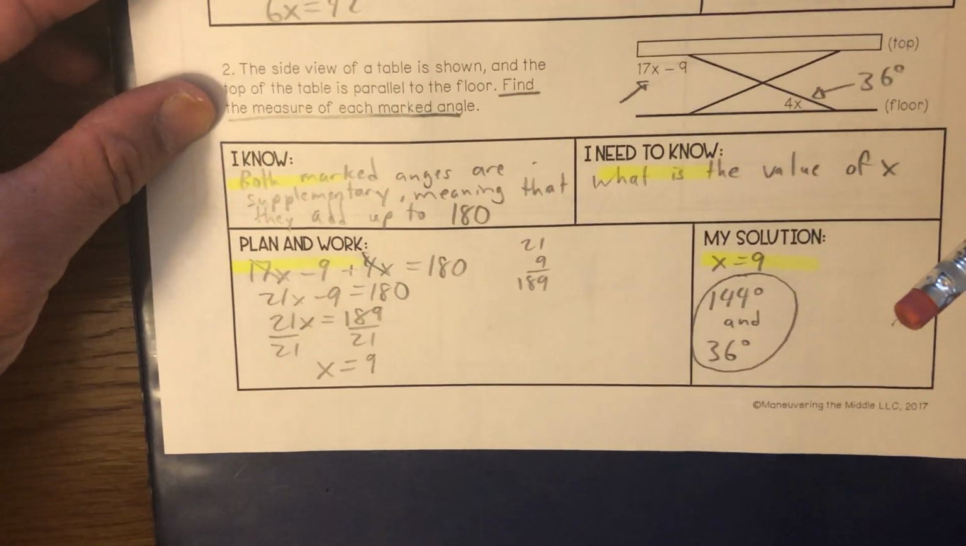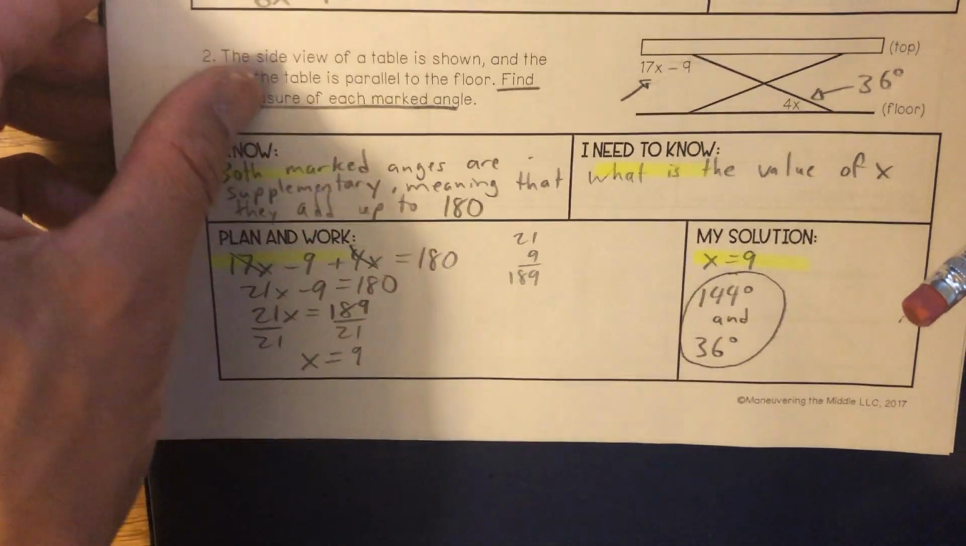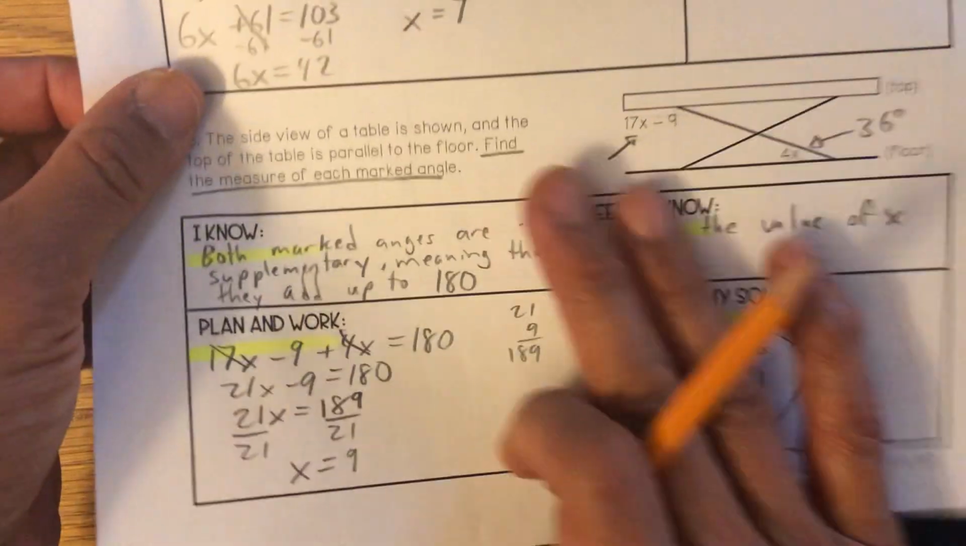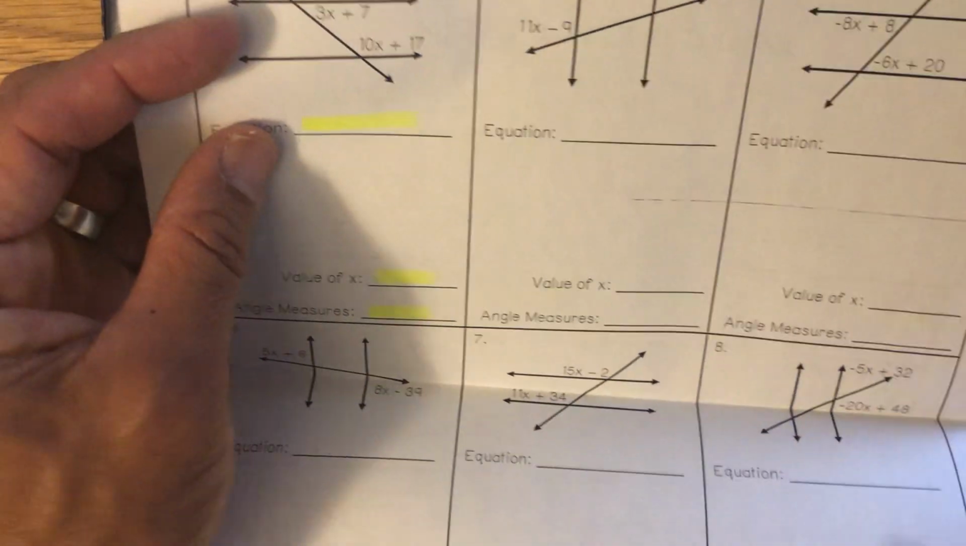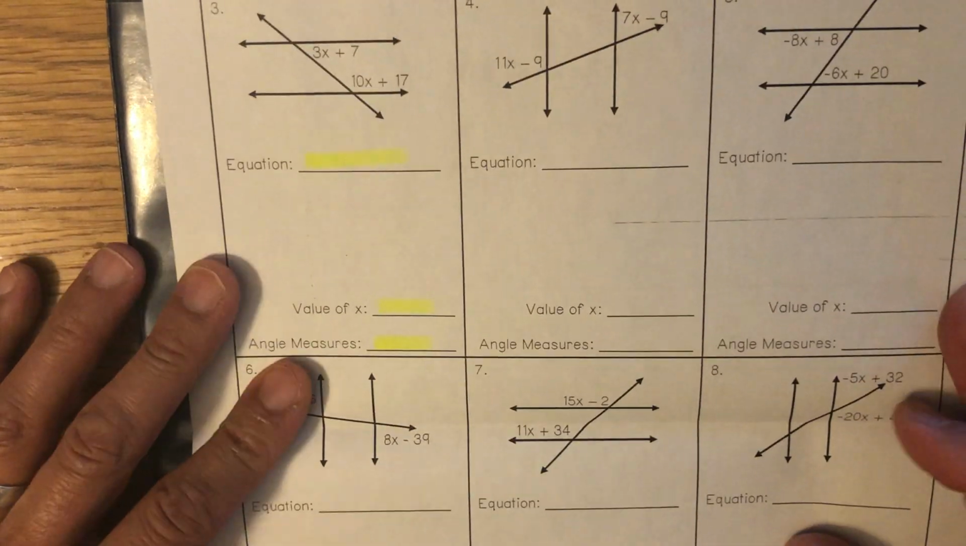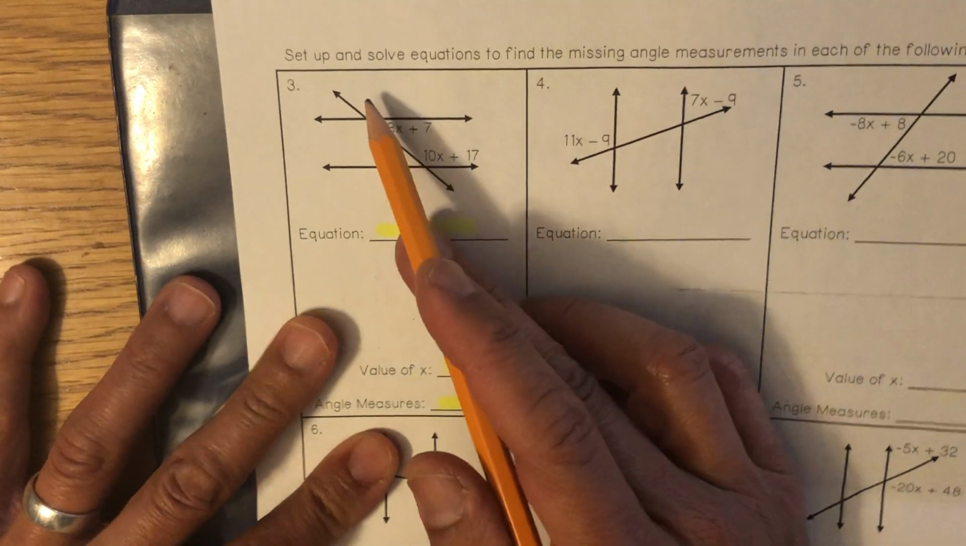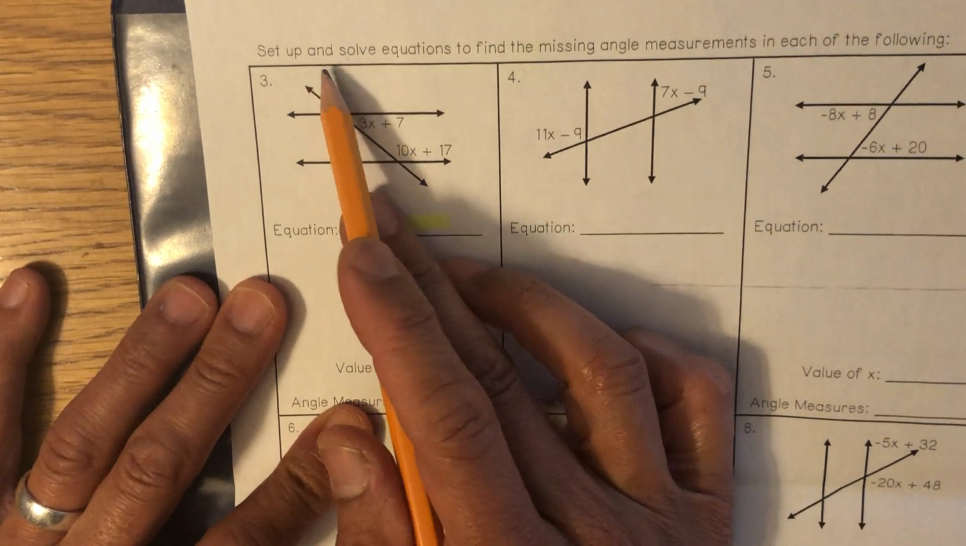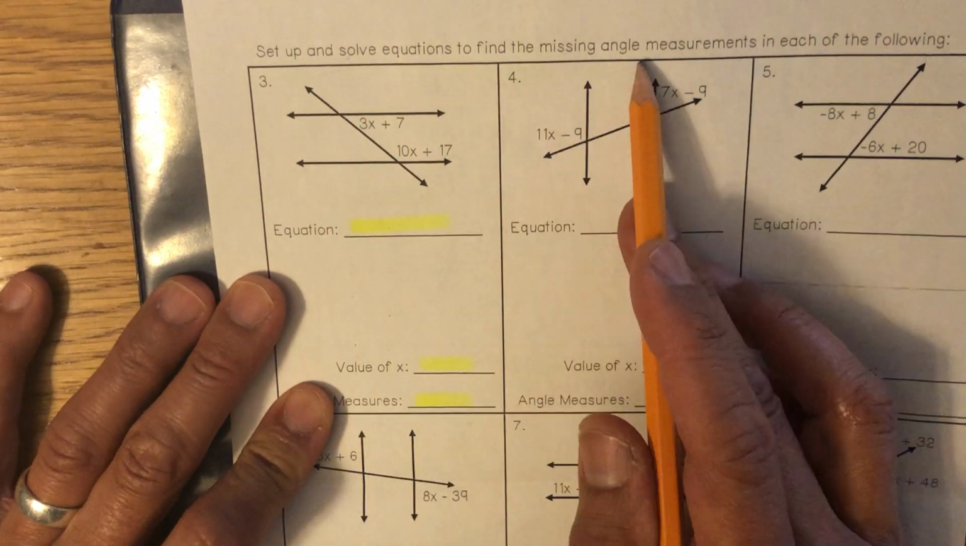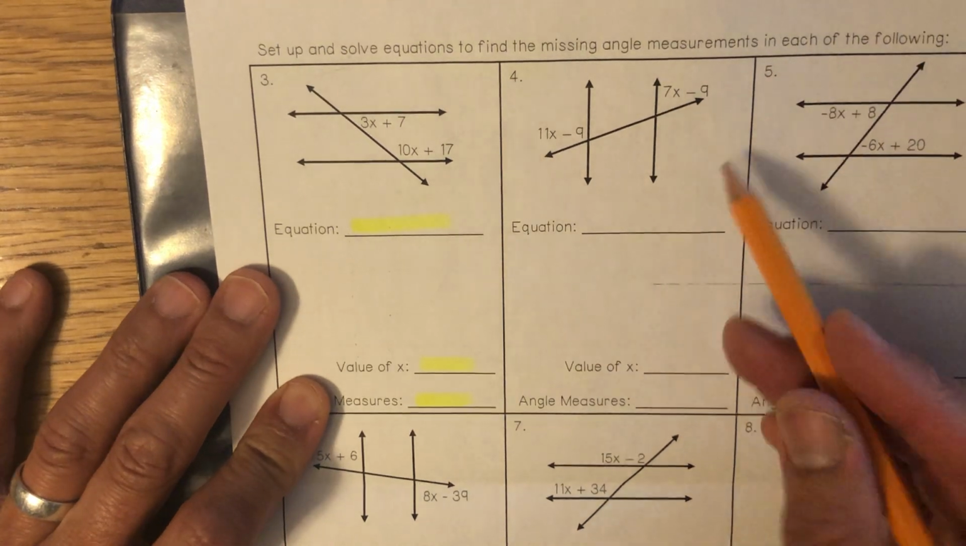If there's any confusion on that, please let me know in class, but let's do at least one more example on the back. So we see 6 more questions on the back, and let me just guide you through this third one. Set up and solve equations to find the missing angle measurements in each of the following.